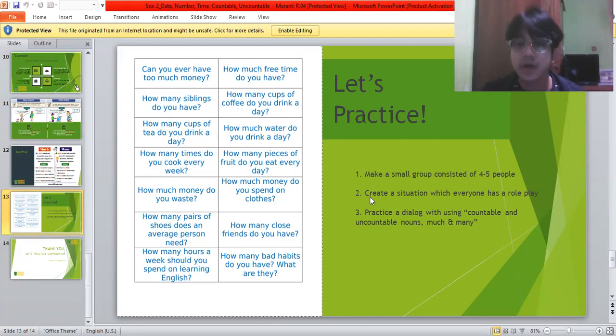Okay, now I have to create a situation in which everyone has a role. I'm gonna separate myself into two people, into two different human beings, not exactly in form, just different roles. And I have to practice a dialogue that is already written here. There are countable and uncountable questions. So we go first with how much free time, like this is another person, like I'm pretending I am my friend. Hey Ray, how much free time do you have?